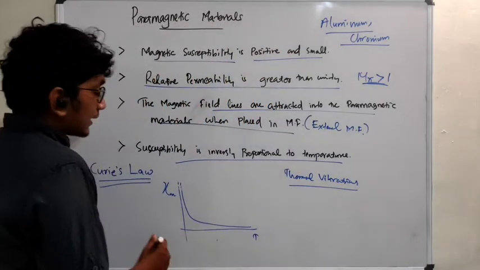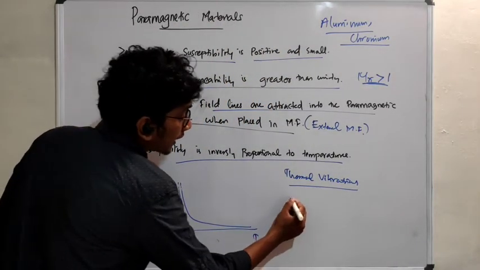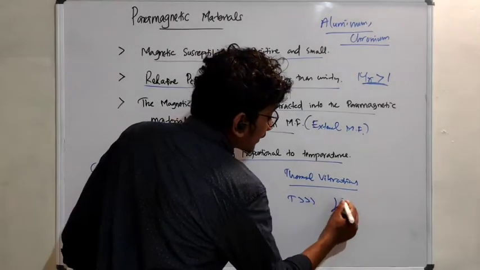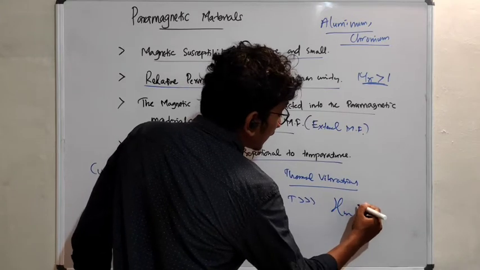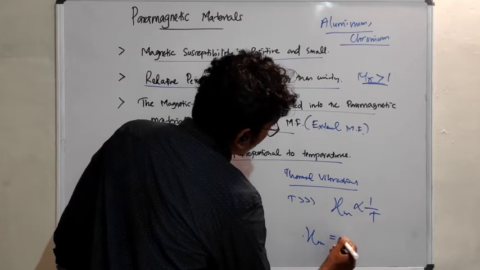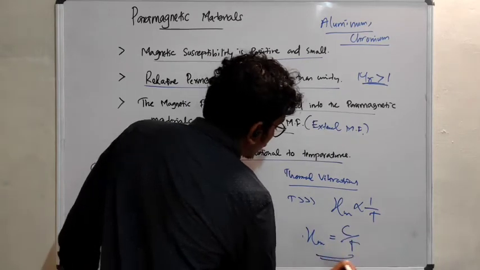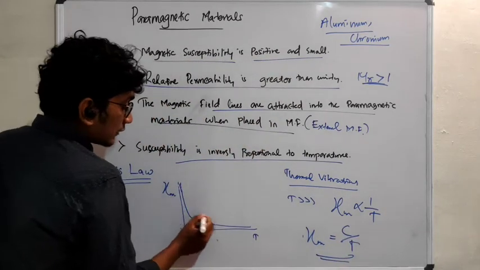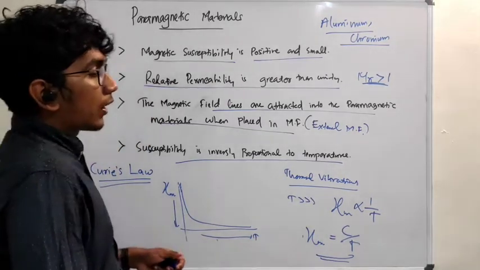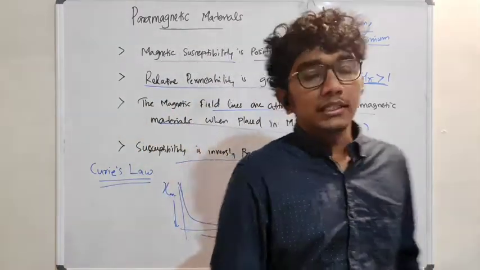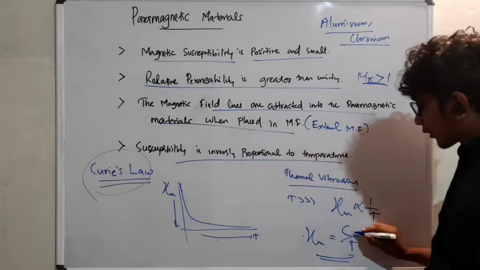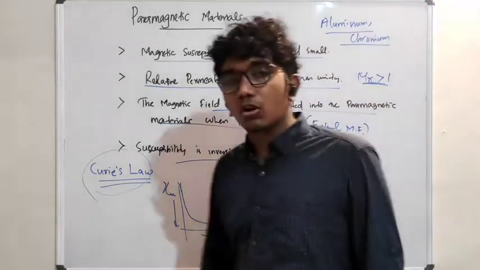So what will happen if we increase the temperature? The susceptibility psi m will be inversely proportional to temperature, or psi m is equal to C by T. That is the equation. Look at this: if temperature increases, then susceptibility decreases. This phenomenon, this particular law, is known as Curie's law, where the constant C is known as Curie's constant.